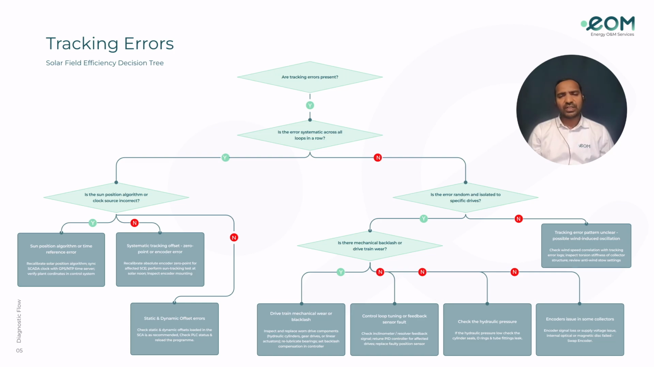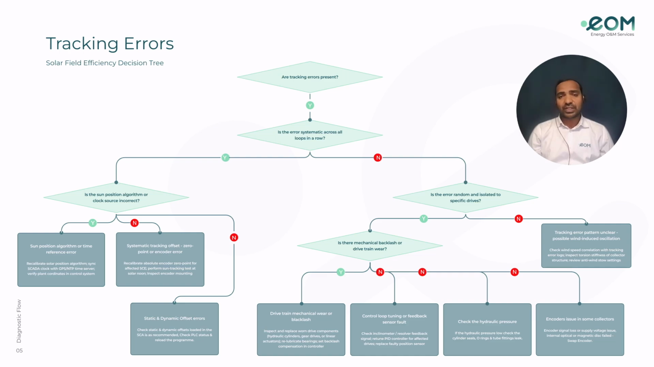Tracking accuracy is one of the most important contributors to solar field efficiency. Even relatively small tracking deviations can significantly reduce the amount of solar radiation concentrated onto the receiver. The first step is determining whether tracking errors are actually present.